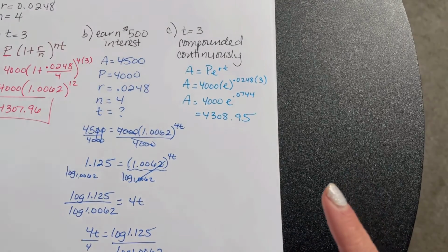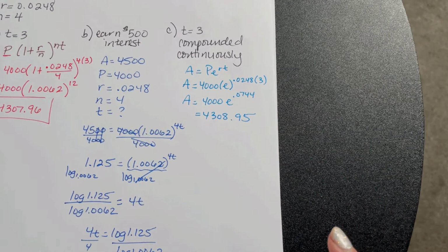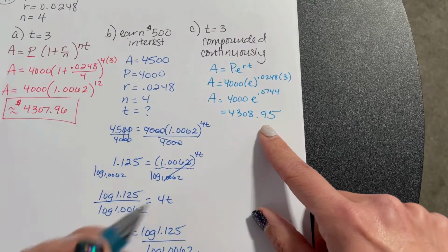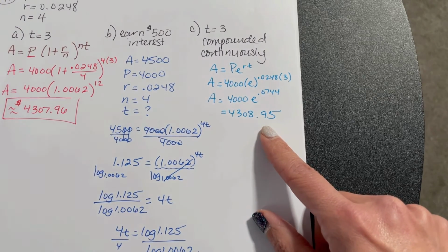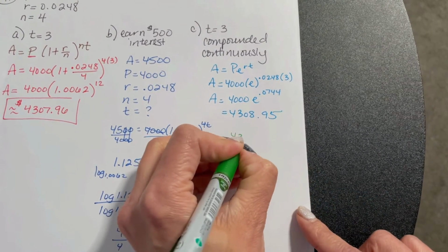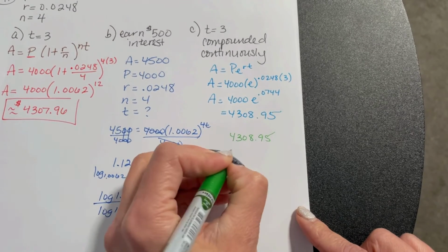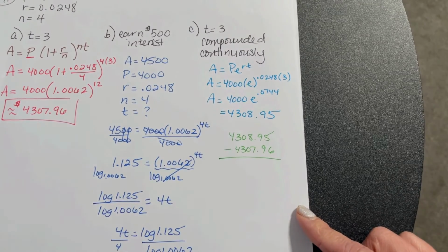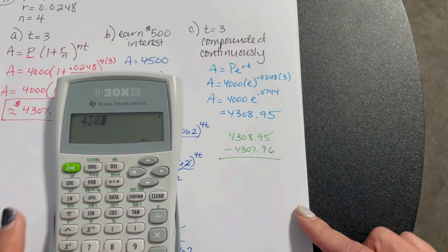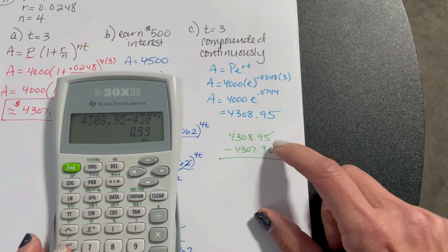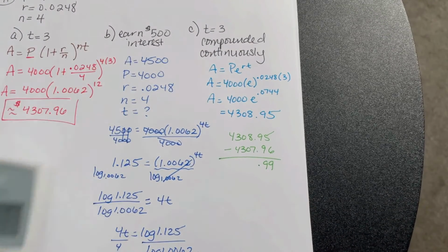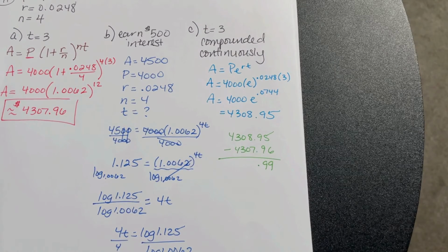Okay, that's not the answer they wanted, though. They want to know how much more money this one is going to get than the first one. Well, it's not much more, right? But how can I figure how much more? You subtract them. So 4308.95 minus 4307.96. I know I wrote it like I'm going to do it by hand, but no, I'm not. Why do that when I have a calculator right here? The point is to show you that you've got to write it down. 99 cents more.